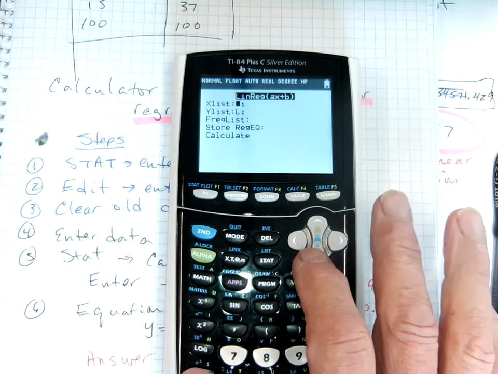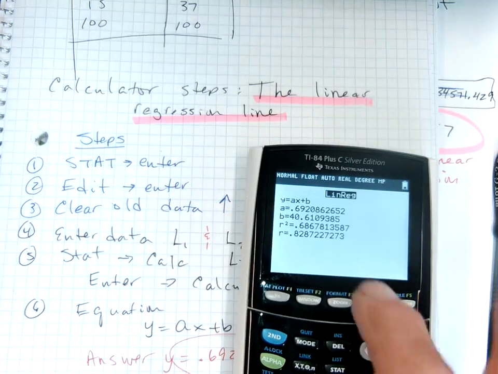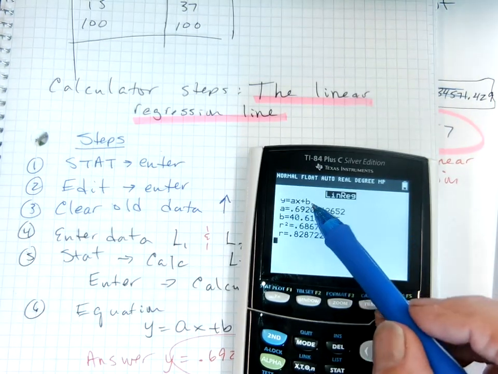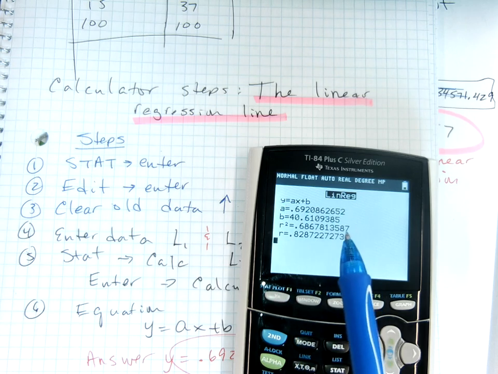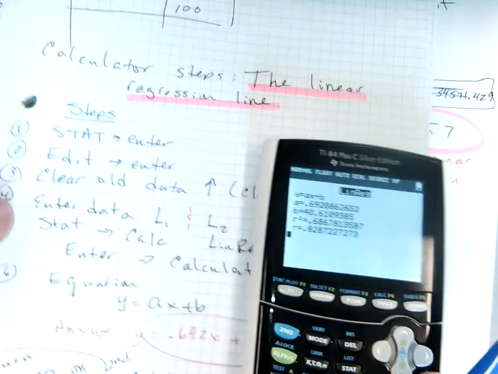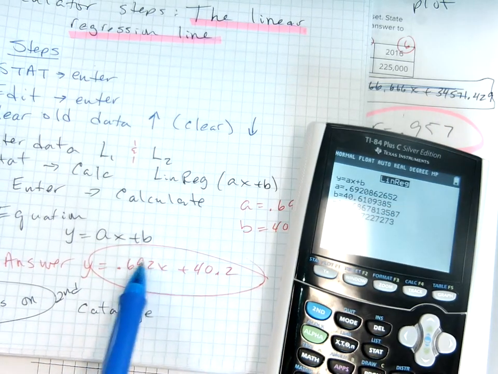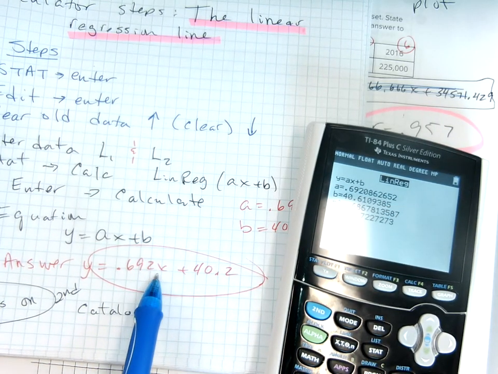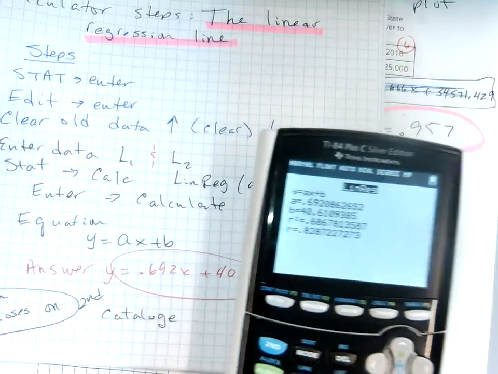I want it to calculate the answer, and what I get is this. It says y equals ax plus b. My a is 0.692, and my b is 40.61. So I'm going to take my answers from the calculator and write them in the form y equals ax plus b. A from the calculator is about 0.692, and my b is about 40.6. So here's my equation of that line.